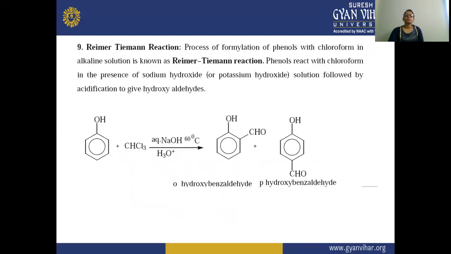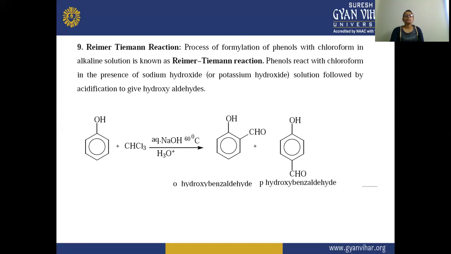Next is your Reimer-Tiemann reaction. This process of formylation of phenol with chloroform in alkaline solution is known as the Reimer-Tiemann reaction. Here we are doing the formylation of phenol in the presence of chloroform in alkaline solution, that is aqueous NaOH solution.